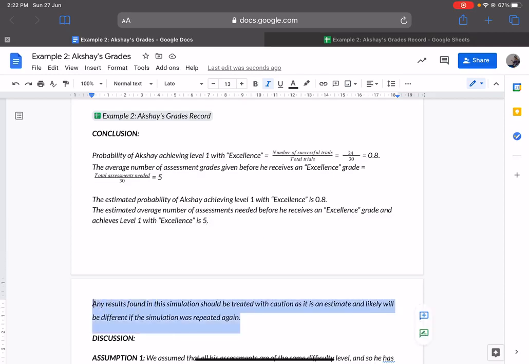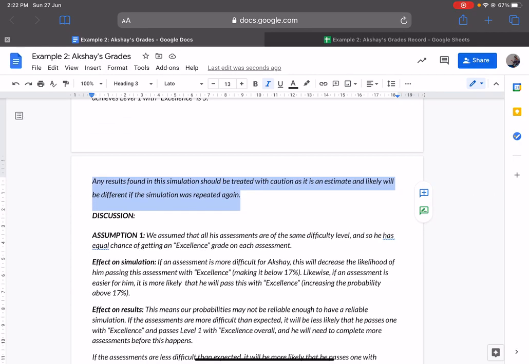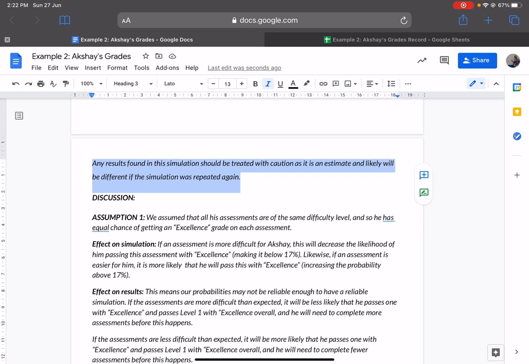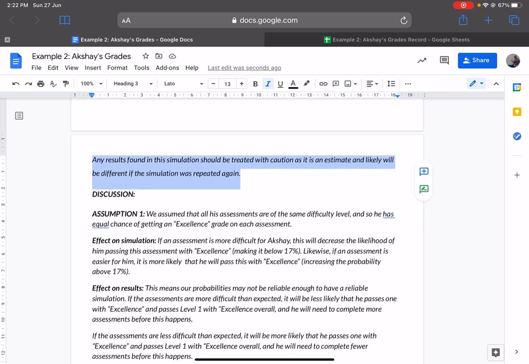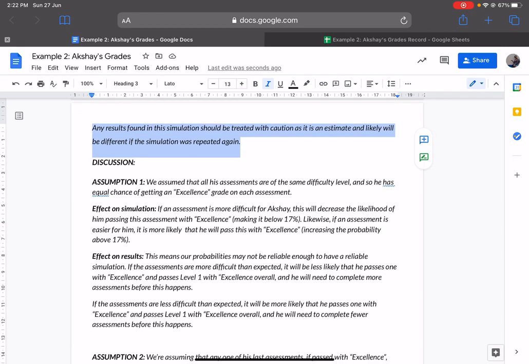And as mentioned in the last video, any results found in this simulation should be treated with caution, as it is an estimate and will likely be different if the simulation was repeated again. That's important because this was all random numbers, so if you did this again, you'd get a bunch of different random numbers and it might change your results. So this is an estimate of what we think is going to happen. So that's your conclusion done.